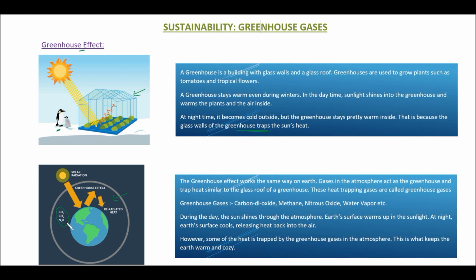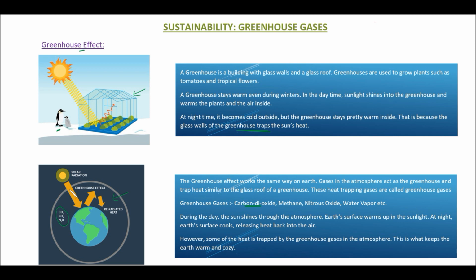So what are these greenhouse gases? Carbon dioxide is the most common greenhouse gas. This is CO2. But there are others also, such as methane, which is CH4, nitrous oxide, which is N2O, water vapor, etc. Nitrous oxide is also known as laughing gas. Methane is the main ingredient in the natural gas, which is generally used to run the stove or water heater in our households.